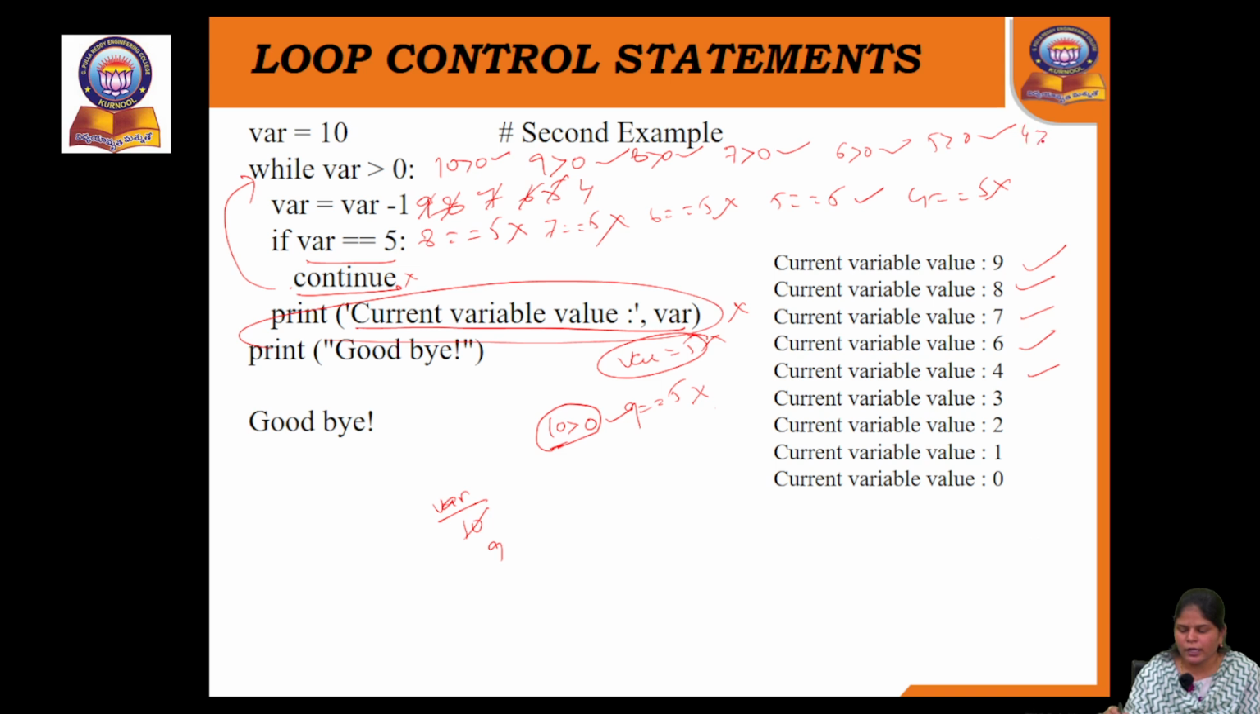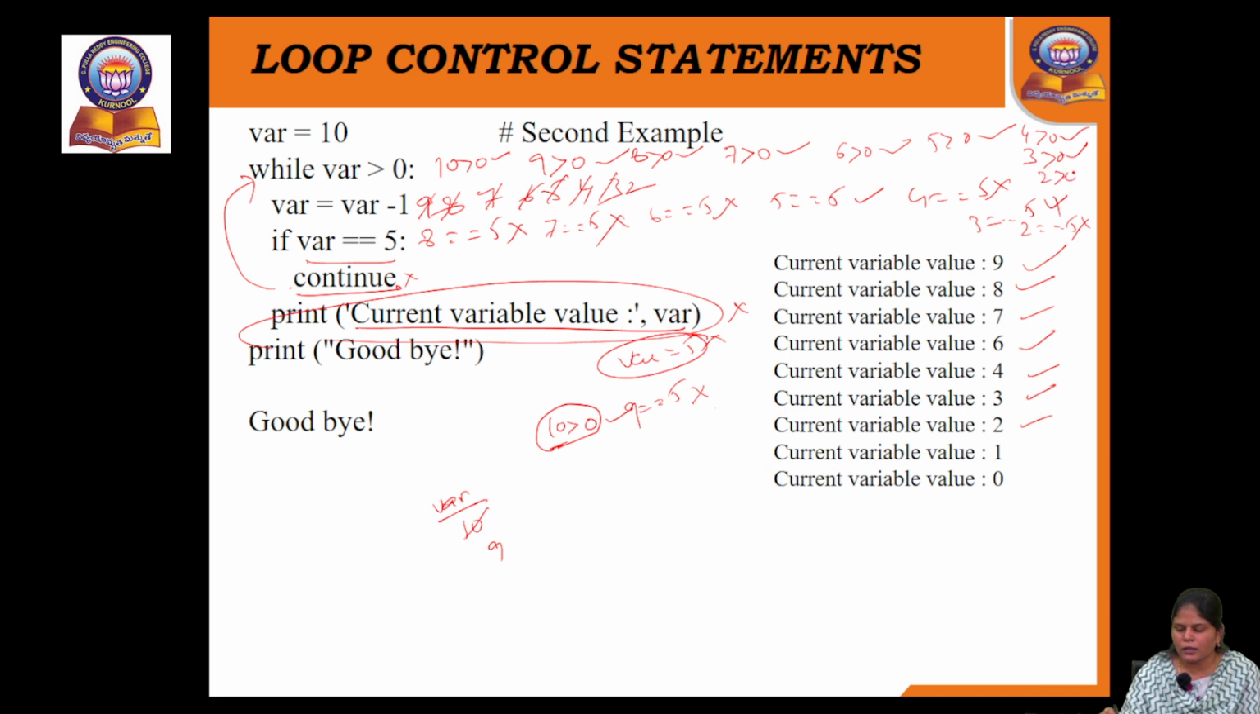Next, 4 greater than 0, condition is true. Now it becomes 3. 3 equal to 5, condition is false. So that's why it will print 3. Now 3 greater than 0, condition is true. Variable now becomes 2. So 2 equal to 5, false. That's why it will print 2.